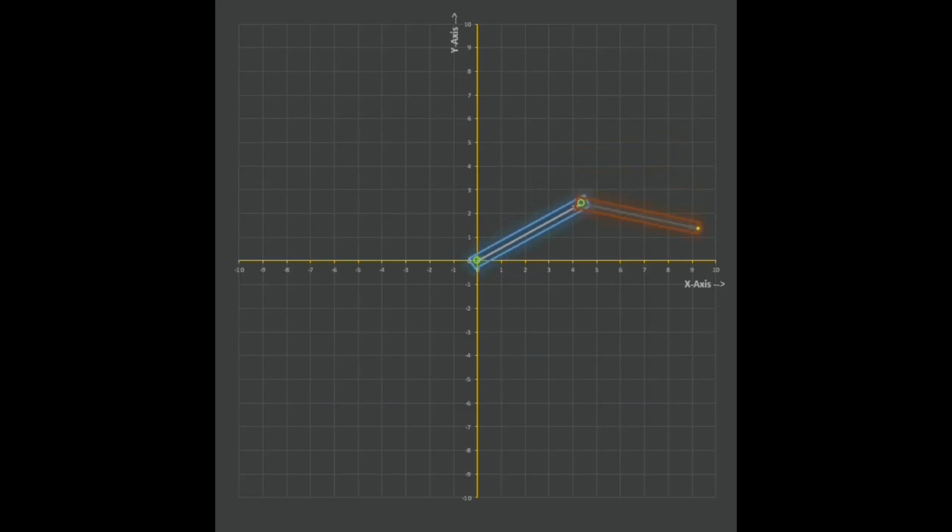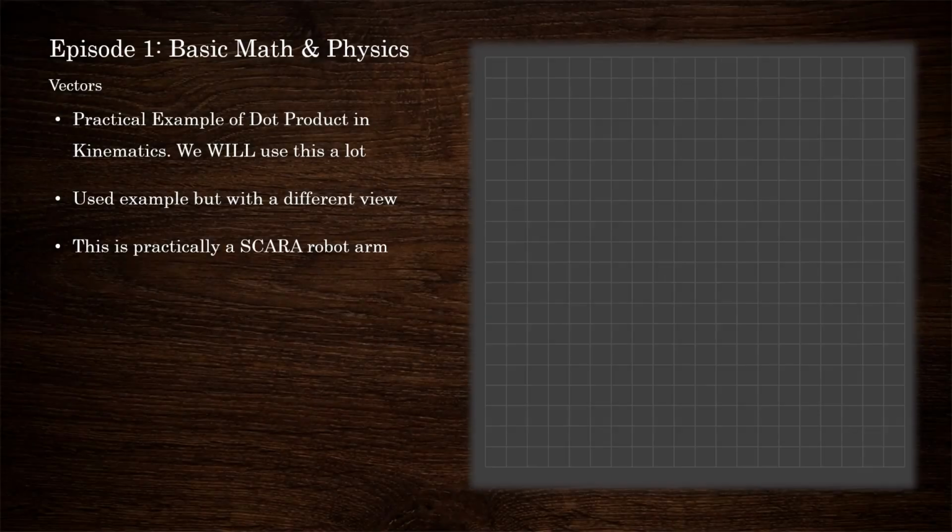This is a robotic system with 2 degrees of freedom. We will know a little more about these degrees of freedom very soon. But what this means is the OA plus AB vector was the OB vector. So if I move from O to A and A to B, my OB is just the end point. That is actually nothing but the triangle law of vectors. Now that was practically a SCARA robot arm.